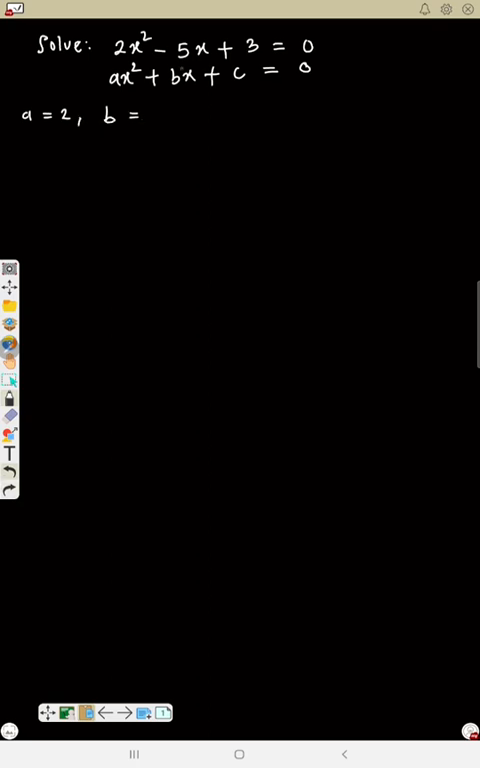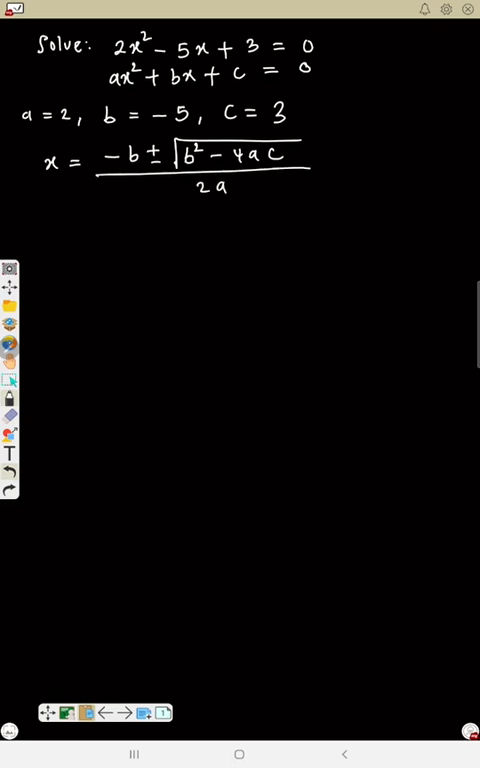Then b is equals to, but take note of the sign now. Do you see? That means b is minus 5. Take note of the sign. So watch out for the sign. B is minus 5. C is 3, as in the last number. So x is equals to minus b plus or minus square root of b square minus 4ac everything over 2a. So we need to know the formula. Now anywhere you see a, put 2. Anywhere you see b, put minus 5. Anywhere you see c, put 3.